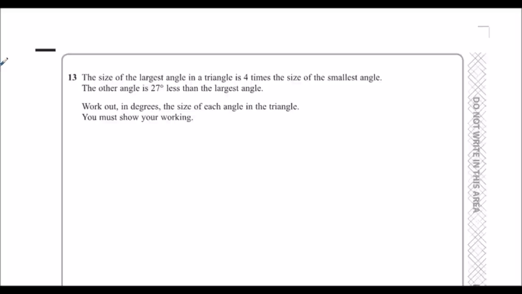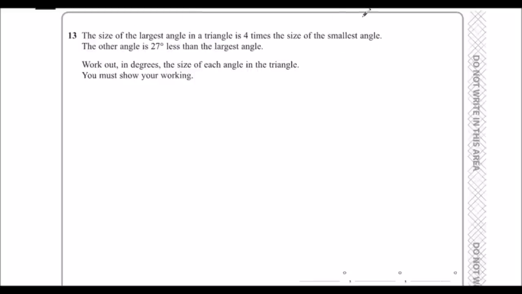Question 13. The size of the largest angle in a triangle is 4 times the size of the smallest angle. The other angle is 27 degrees less than the largest angle. Work out in degrees the size of each angle in the triangle. Okay, so you could just guess and start working out these. That would probably take quite a while. Easiest way is to use algebra.